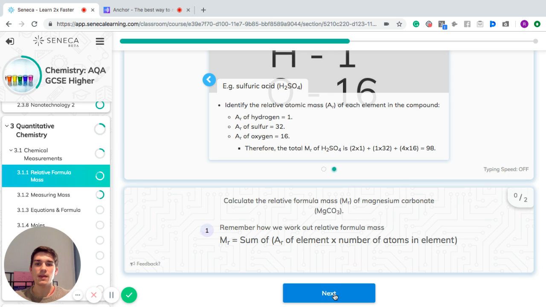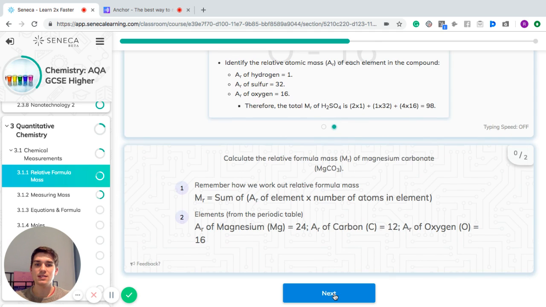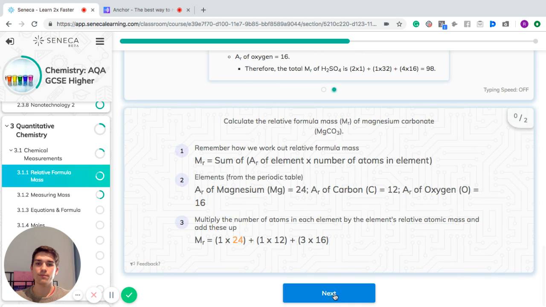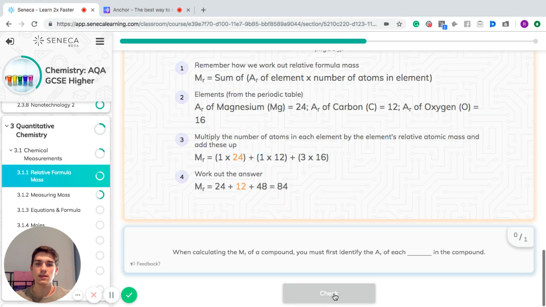So remember, the relative formula mass is the sum of the relative atomic masses of the atoms in a compound. So when calculating the relative formula mass of a compound, you must first identify the relative atomic mass of each atom or element in the compound.